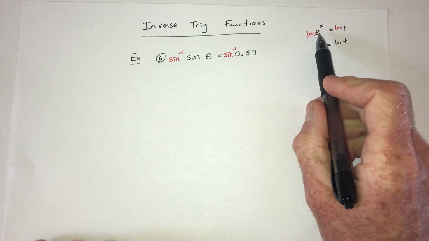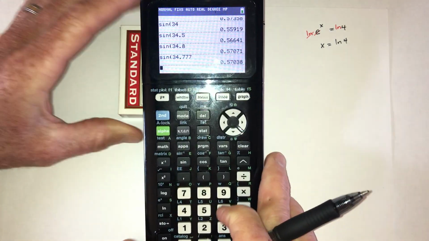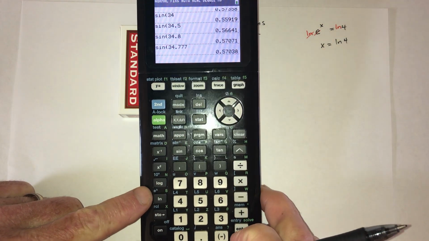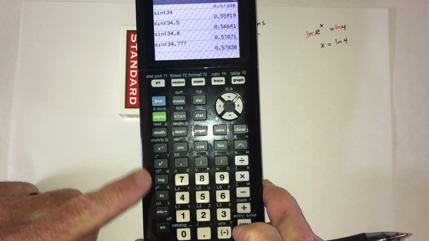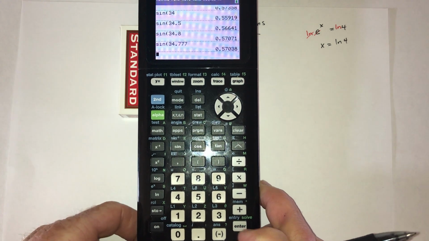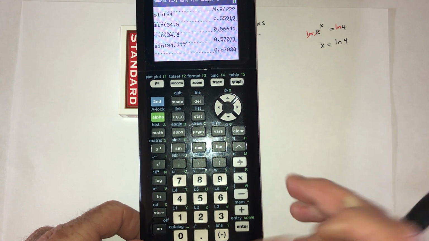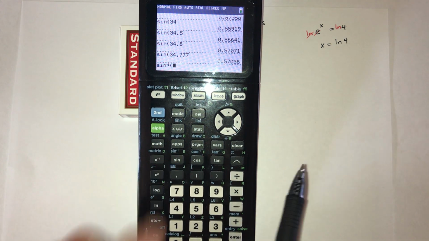So ln and e are inverse operations. And if you look on the calculator, right here, the ln and the e are right next to each other because they're inverse operations. The same right here, square and square root. Plus and minus are next to each other. Multiply and divide, so all the inverse functions are next to each other. So sine and its inverse are right next to each other. So you would just need to use second sine inverse.